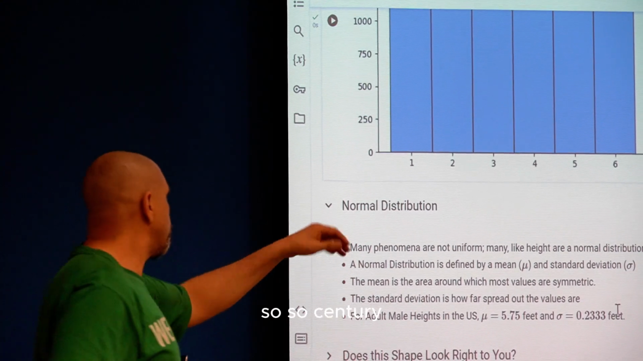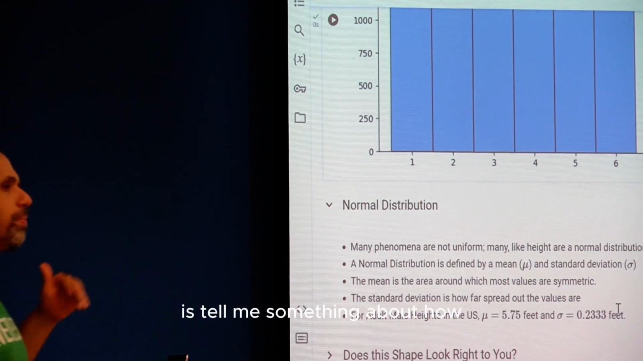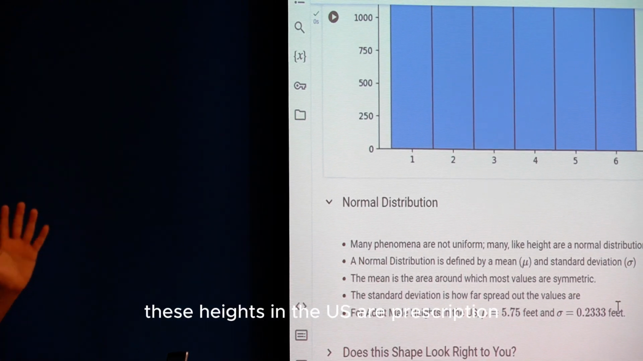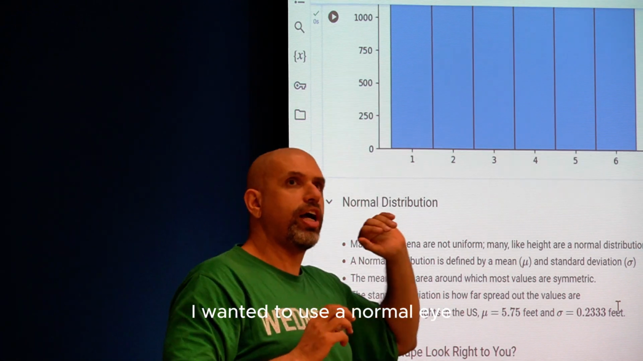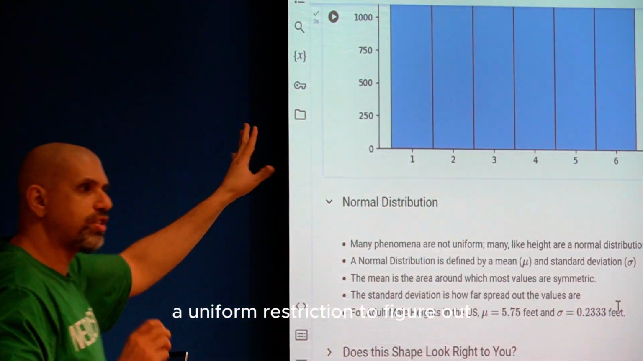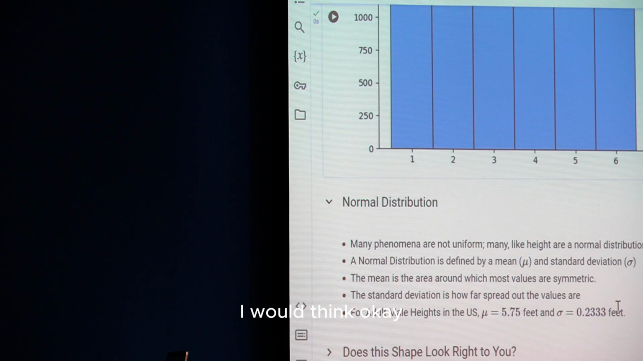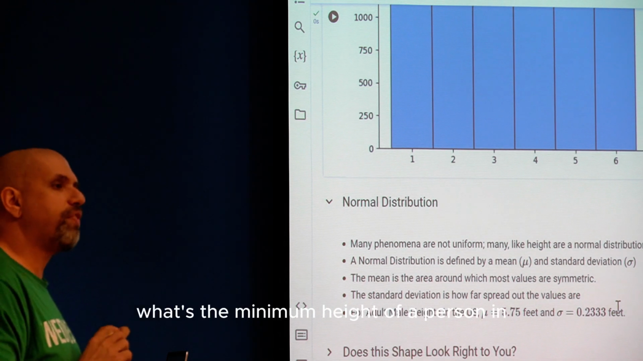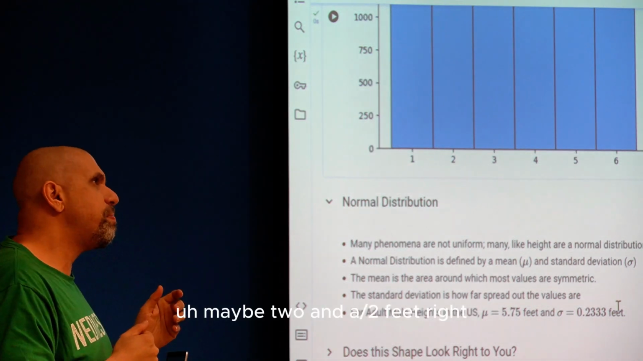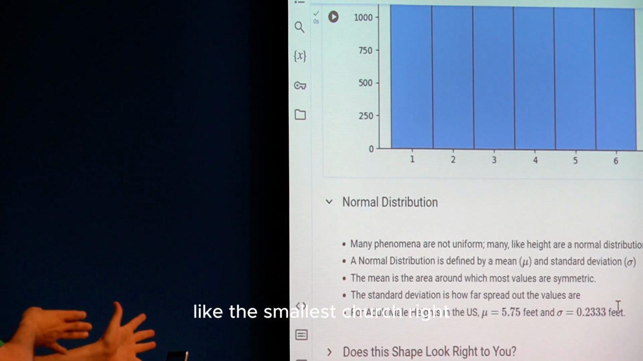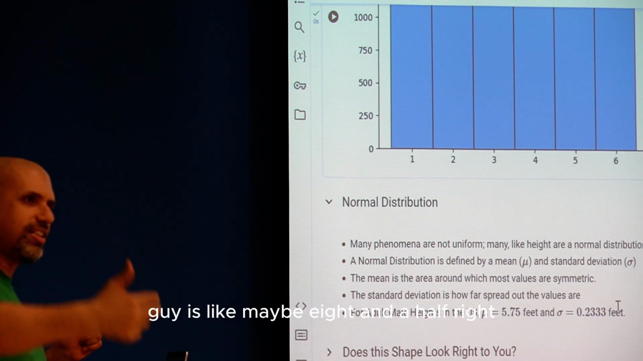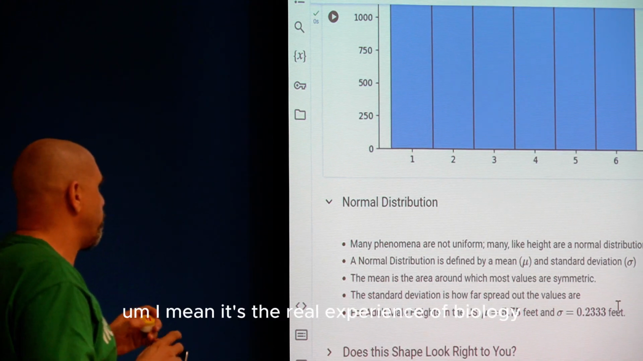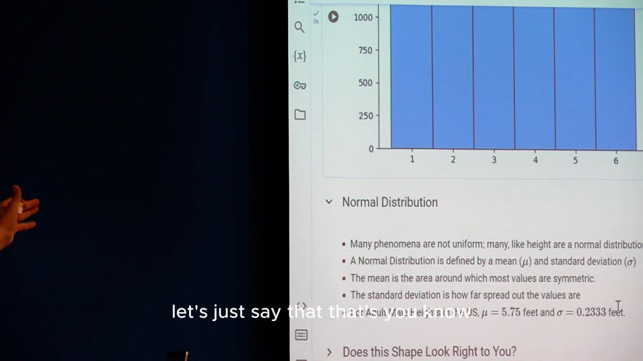So essentially, it's telling me something about how these heights in the US are distributed. Let's say, for example, I wanted to use a uniform distribution to get some random heights. I would think, okay, what's the minimum height of a guy in the US? Maybe 2.5 feet, right? The smallest person. And maybe the tallest guy is maybe 8.5 feet. I may just be revealing my ignorance of biology, but let's just say that that's the range.